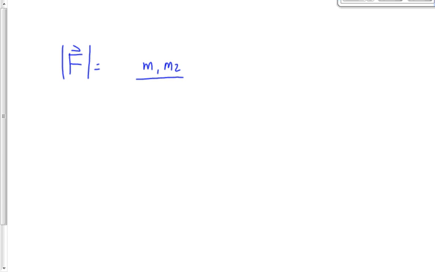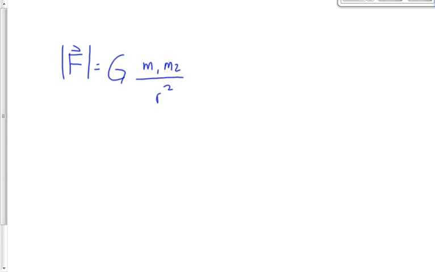So from the center of one apple to the center of the next, or the center of the earth to the center of the sun. The distance between the objects squared. Now, it's not equal to that equation that you see up there, but it's related to those variables. It's equal to a number, a constant, times those variables.